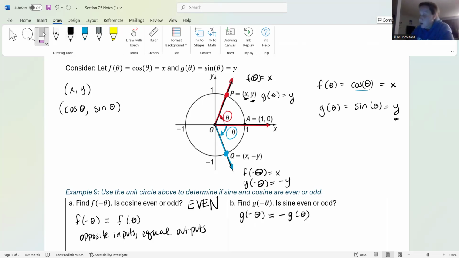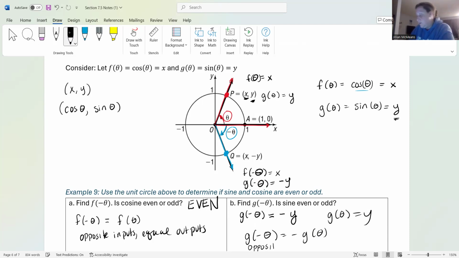Let me write this a little differently so it's easier to see. We have that g of theta equals y, and g of negative theta equals negative y. So I would say g of negative theta equals negative g of theta. So we have opposite inputs, opposite outputs. So we would say that sine is odd. What you need to remember is cosine is even, sine is odd, and if you can remember that, we can figure out the others.